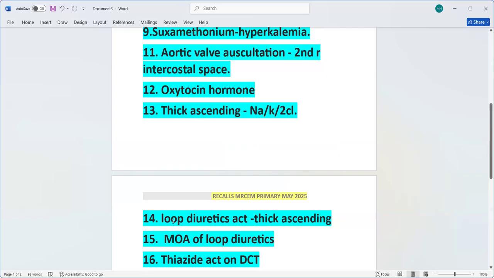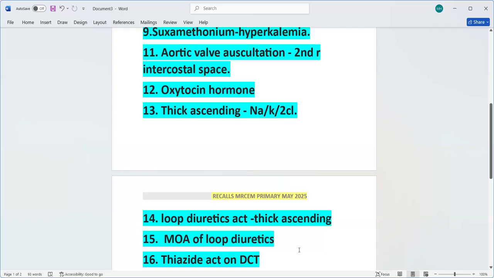MCQ number 14 asked on which part of the nephron loop diuretics act. So it's again the thick ascending limb, and they inhibit the sodium, potassium, and chloride co-transporter. Another MCQ, related to the previous one, was on the mode of action of loop diuretics, which is again that they inhibit the sodium, potassium, and chloride channels.